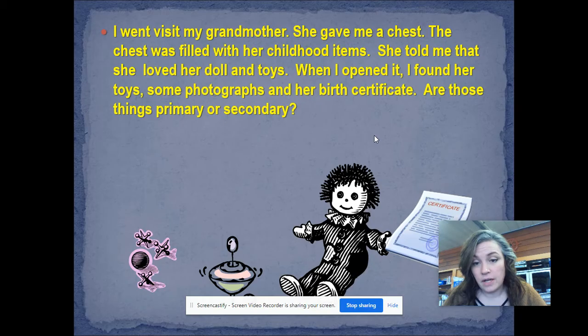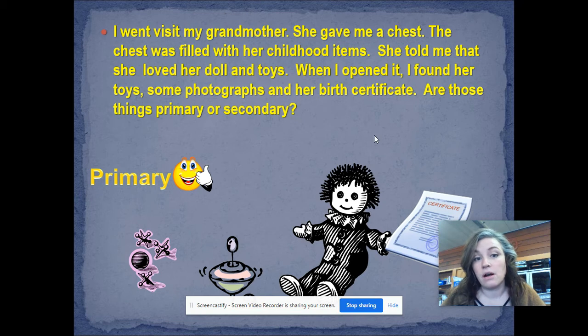So her birth certificate, the toys that she played with when she was little, those things would be primary. Okay, they were there when she was a child. Her birth certificate was there the day she was born. So those things are primary, created right in that time.